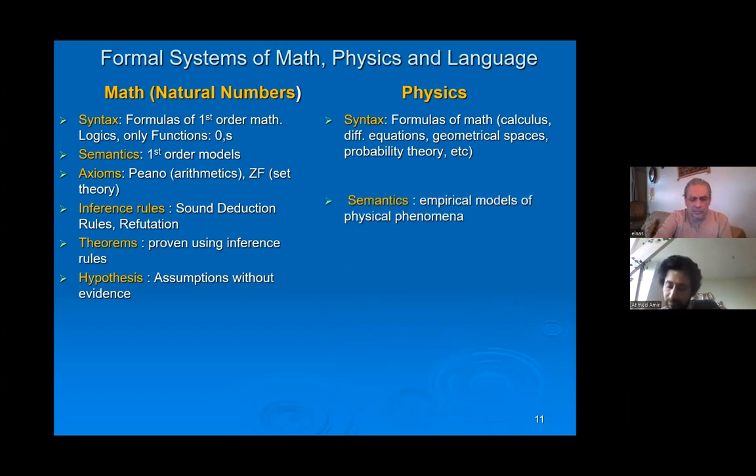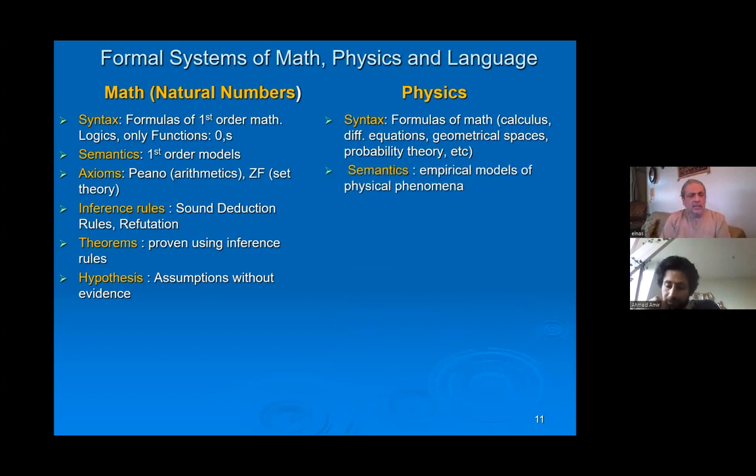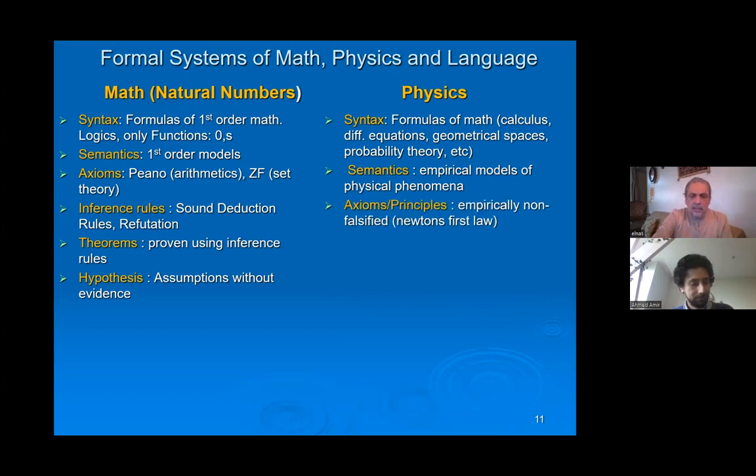Now, in physics, the syntax is formulas of mathematics, calculus, differential equations, geometric spaces, probability theory, and all this. The semantics are the empirical models of physical phenomena. So we build for the electron a certain empirical model constituting of formulas of math, and for each notion we use in our formulas we give a certain semantics.